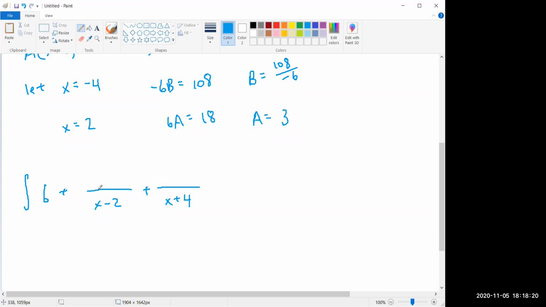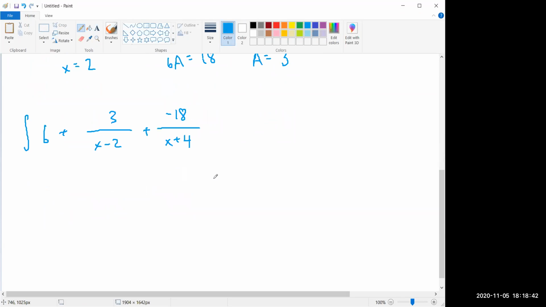So a was negative 108 over 6, and then, oh no, wait, that's b. B is negative 18. Okay. Yeah, so this is 3, this is negative 18. At this point, you should be able to integrate these without much difficulty.